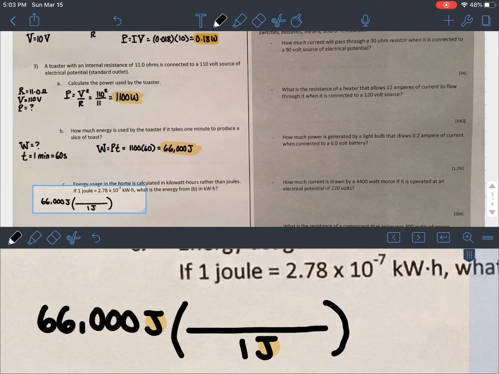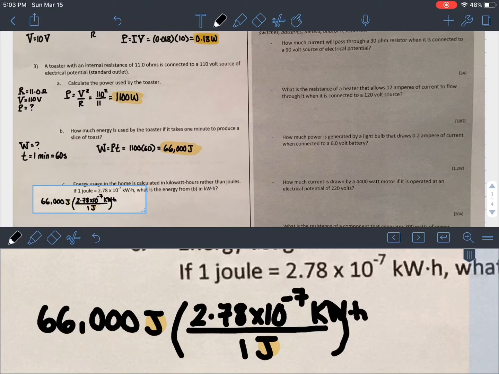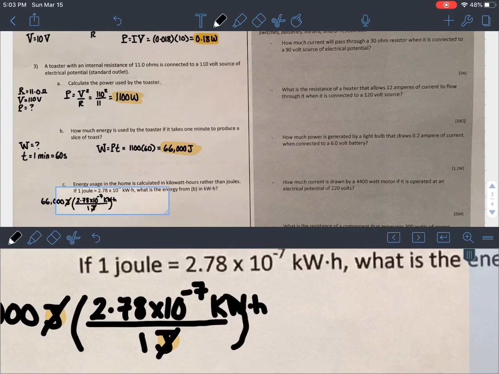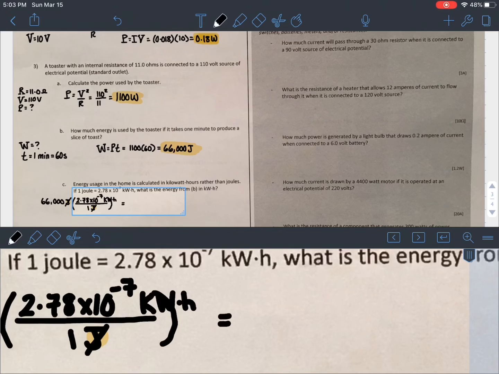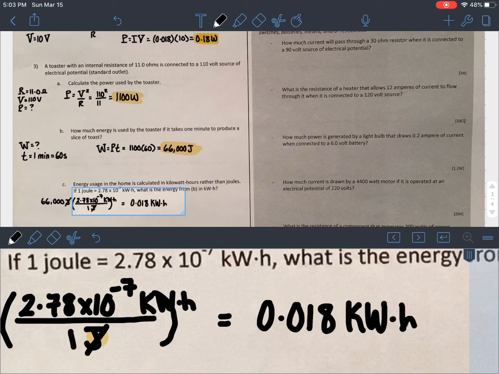Which order should the ratio go in? Well, joules, the unit, needs to go in the denominator, so it cancels out the joules that I have in the 66,000 joules. And kilowatt hours has to go in the numerator because I'm going to kilowatt hours as a unit. When I do this calculation then, it's just a straight multiplication, and I'm going to get 0.018 kilowatt hours.